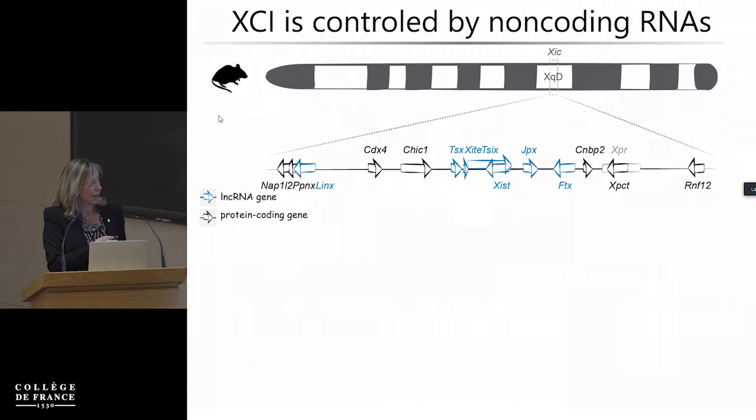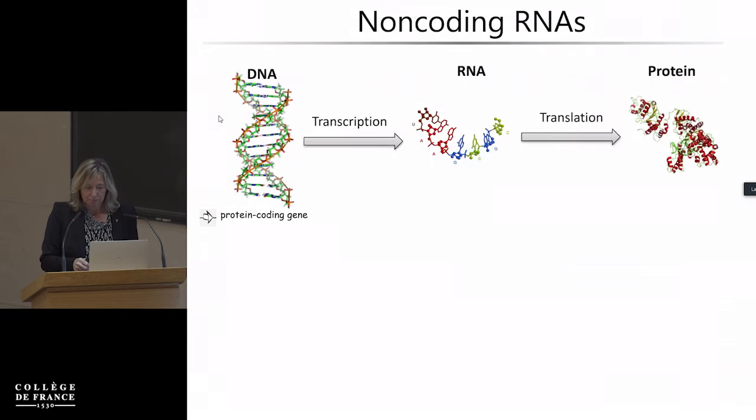The difference between the black and the blue is that the blue are genes that produce long non-coding RNA. So maybe it's not necessary, but I thought I would make a short parenthesis about long non-coding RNA. The dogma of molecular biology is that DNA will be transcribed into RNA, which will be a kind of message that will be translated into proteins.